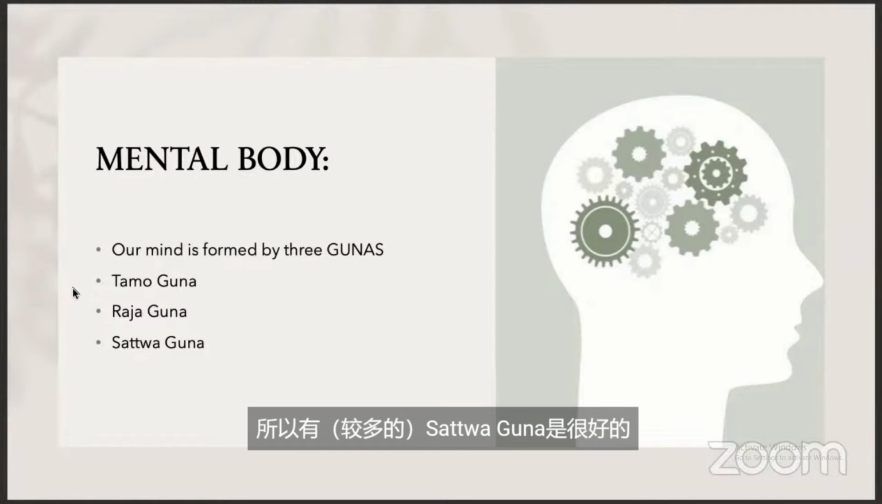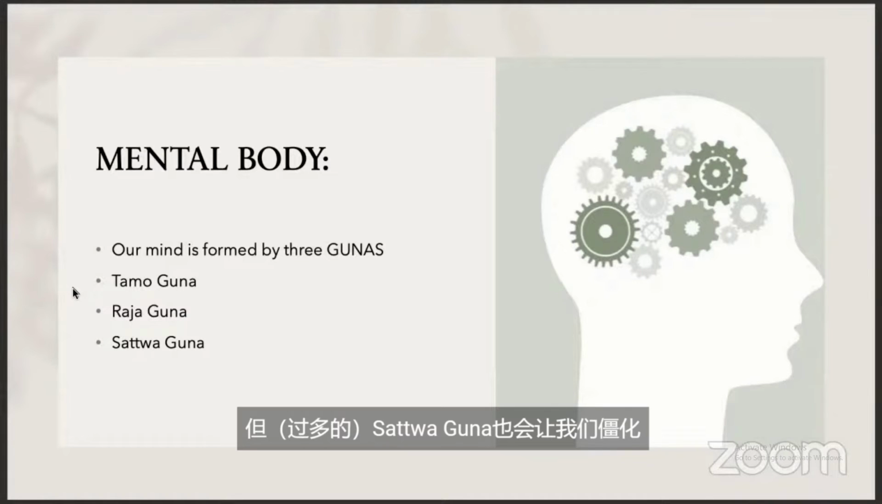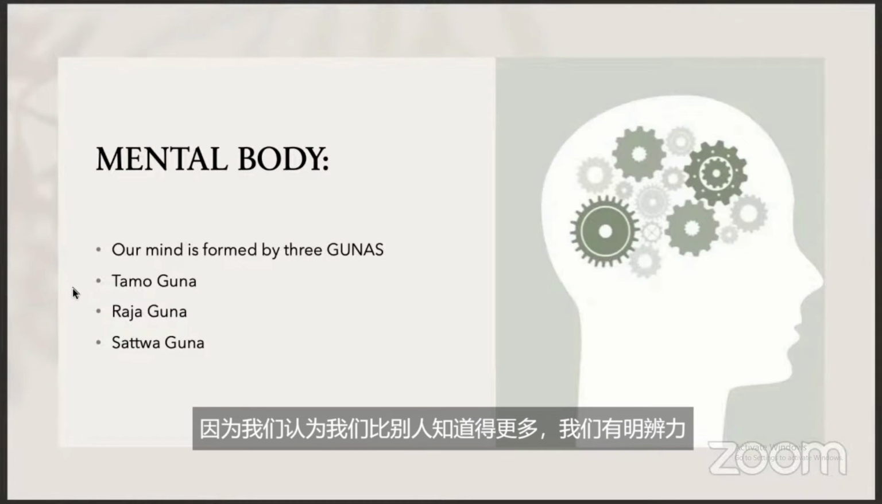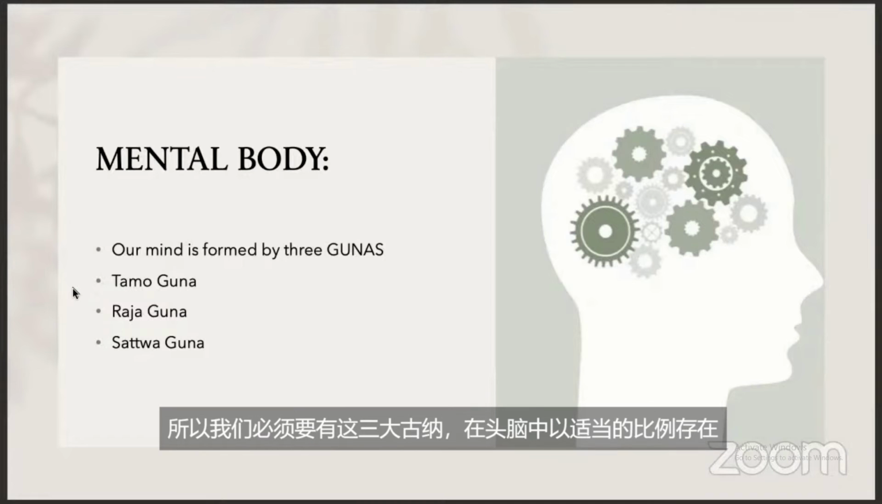So it is very good to have sattva guna, but it can also immobilize. It can really freeze us down, because we think that we know much more than others. We have discriminating power, so that can also put us in illusion.